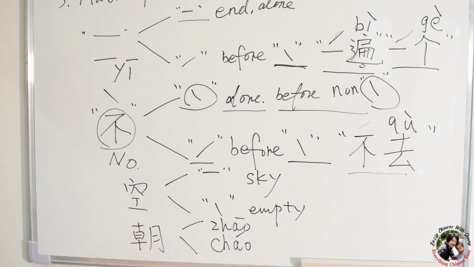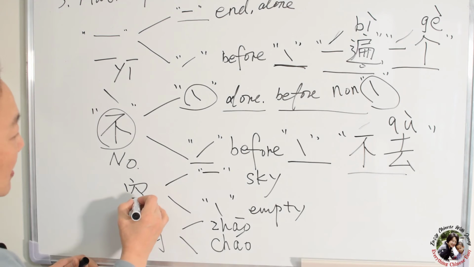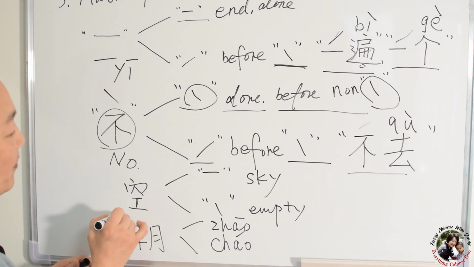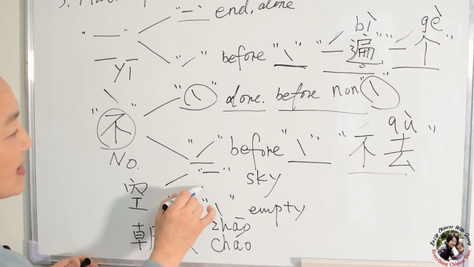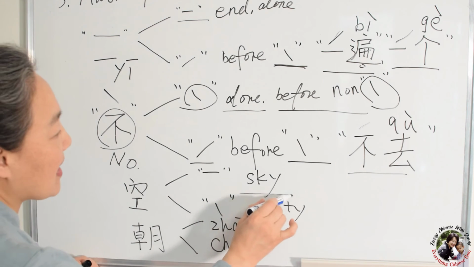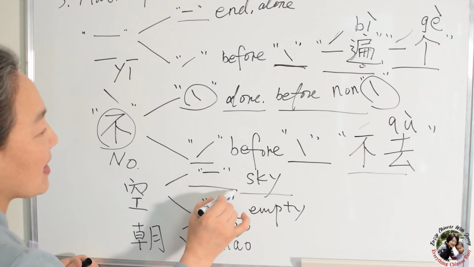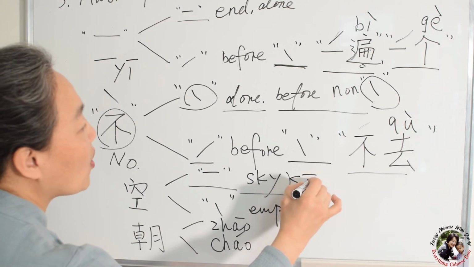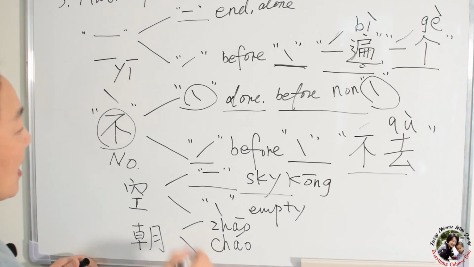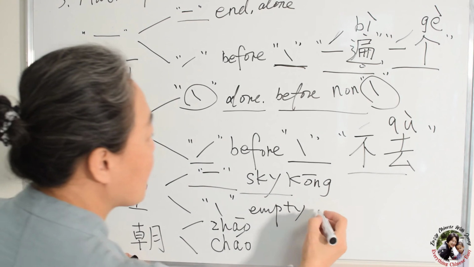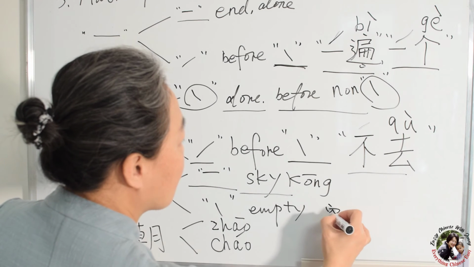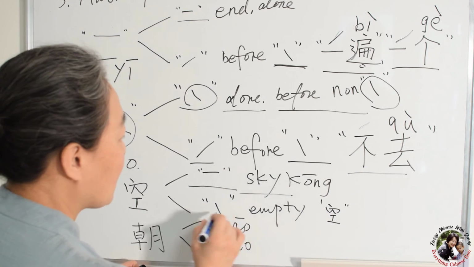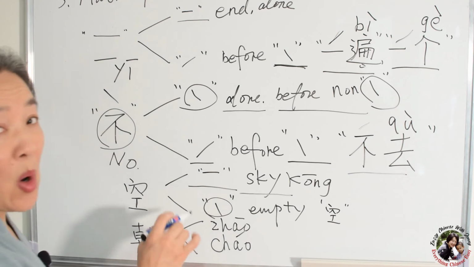Another character, this one. Remember, we have learned 空: when it is a noun, it means sky. Its pronunciation is the first tone, 空. However, when it means empty, when it is an adjective, it is the fourth tone, 空.